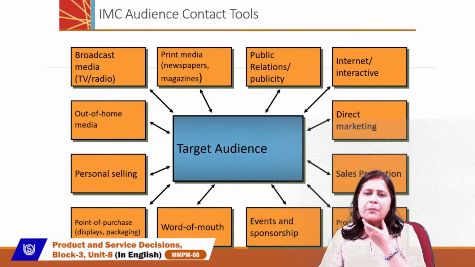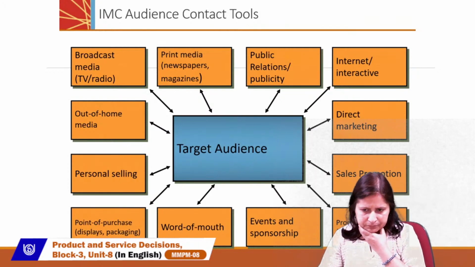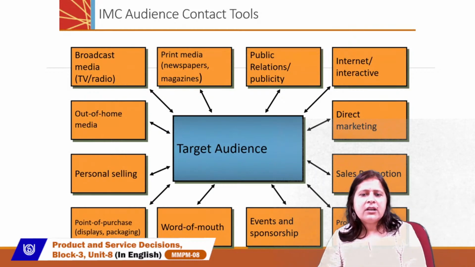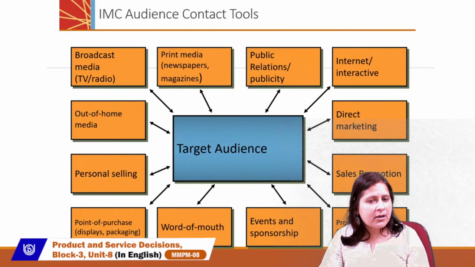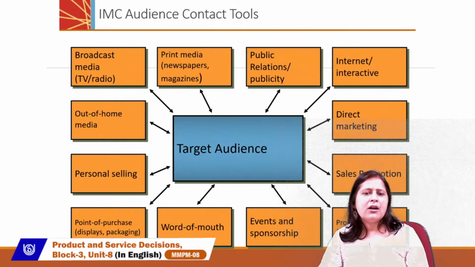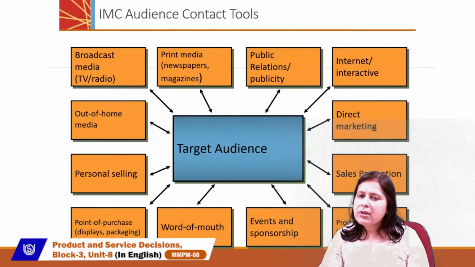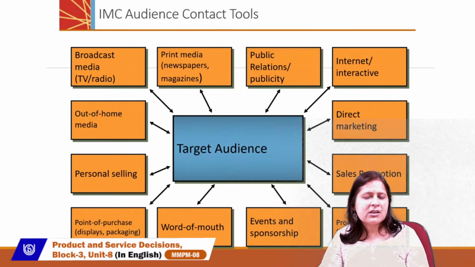Target audience: you can contact your target audience through print media, through public relations. Print media plays an important role in rural marketing, no doubt. The public relationship plays an important role in rural marketing. Interactive marketing or interactive tool plays an important role. Direct marketing plays a very important role. We discussed the sales promotion; various types of sales promotion activities play an important role. The product placement plays an important role.